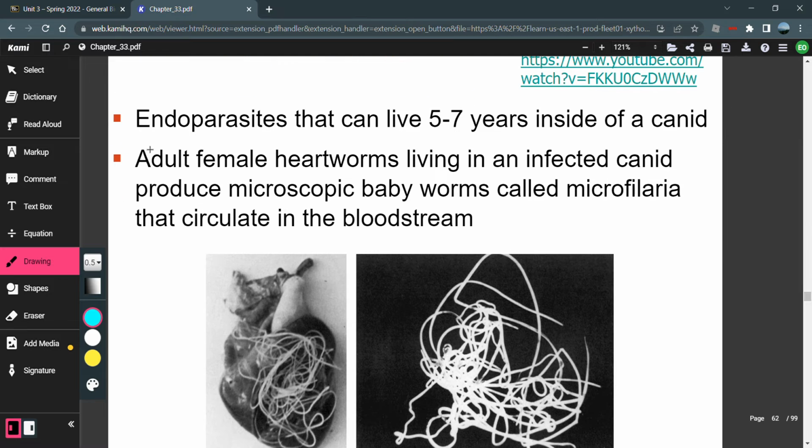And then there's heartworms, endoparasites that live 5 to 7 years inside of a canid or a dog. Adult female heartworms living in an affected canid can produce microscopic baby worms called microfilariae that circulate in the bloodstream.